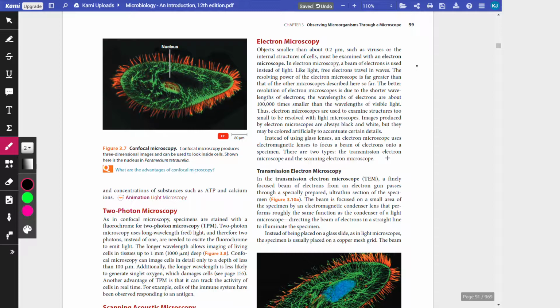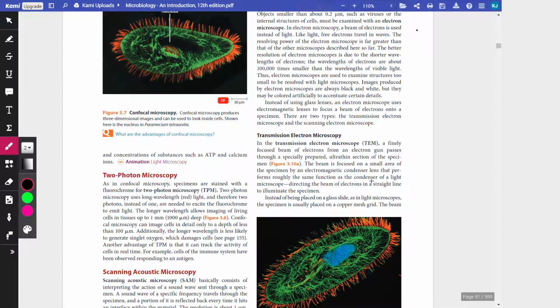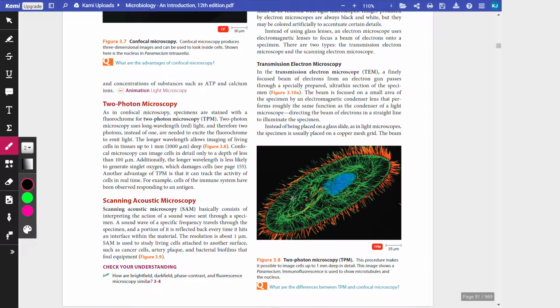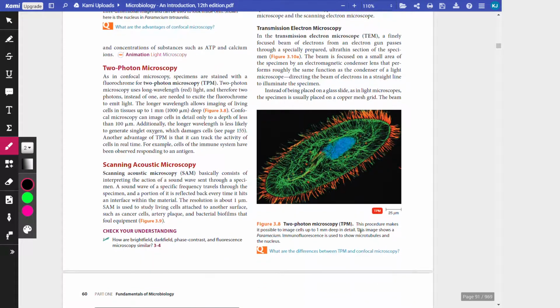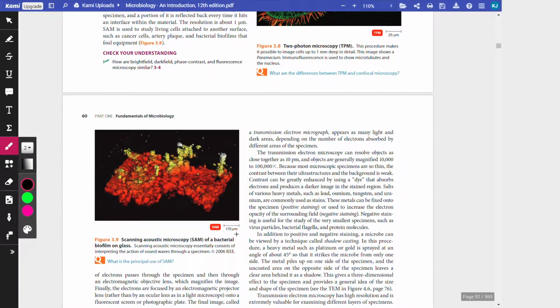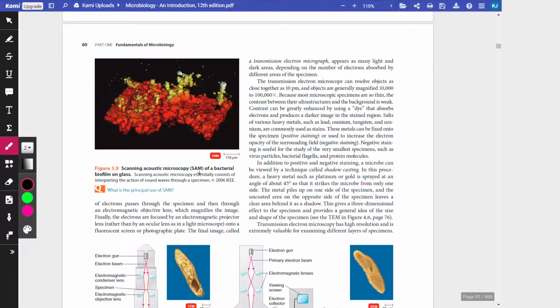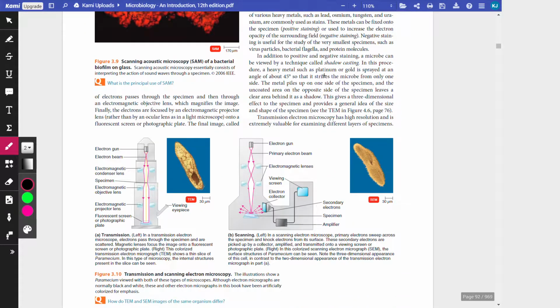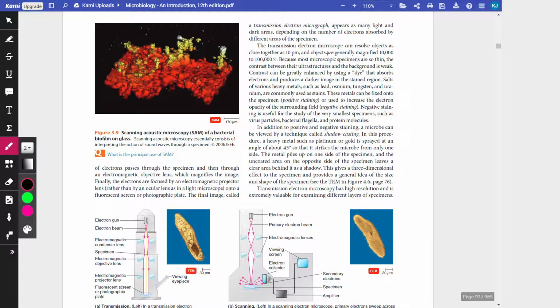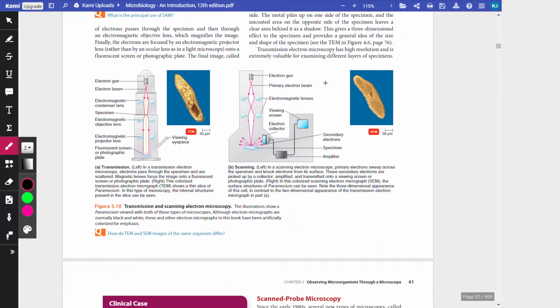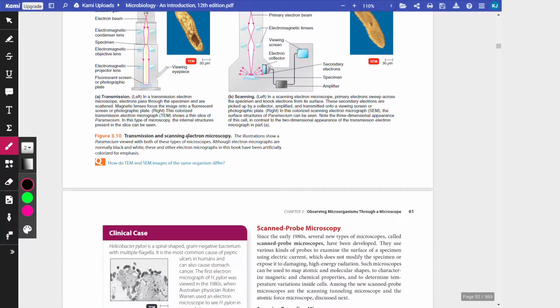So two types of electron microscopes are the transmission electron microscope and the scanning electron microscope. Here's the transmission. Here's a bit of a view of two-photon microscopy. Scanning acoustic microscopy here. A transmission electron micrograph appears as many light and dark areas, depending on the number of electrons absorbed. Transmission electron microscope. Bit of a view of the microscope.